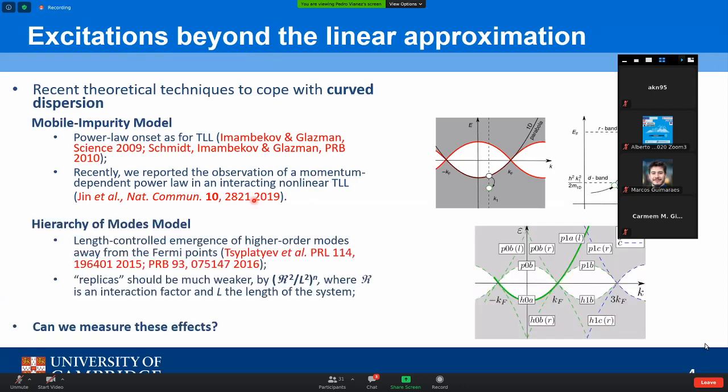Instead, I want to talk about the hierarchy of modes picture. What makes this theory unique is that both the linear Luttinger model and the mobile impurity model assume an infinite length system, and the hierarchy of modes is really the first one to make a clear prediction on L, on length. It says that in addition to the main 1D mode, you should observe the emergence of higher order modes, which they call replicas, and that this emergence should be to some extent controlled by system length. So the question is, can we observe this?